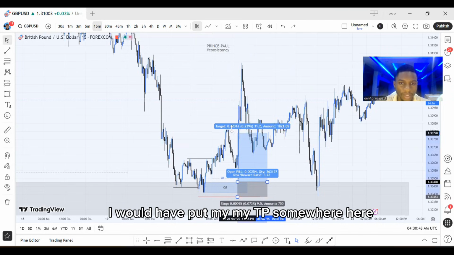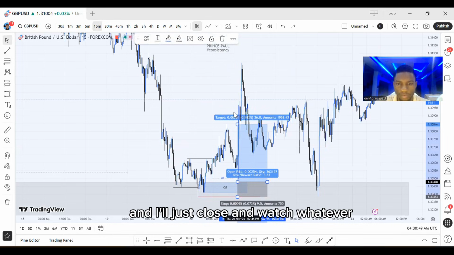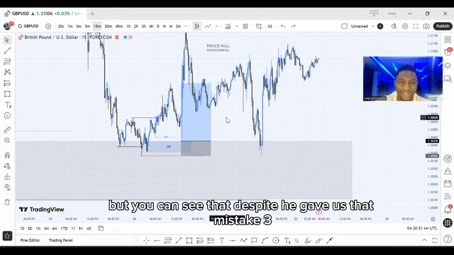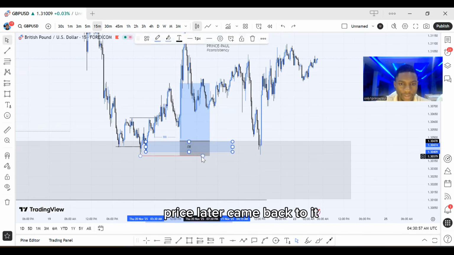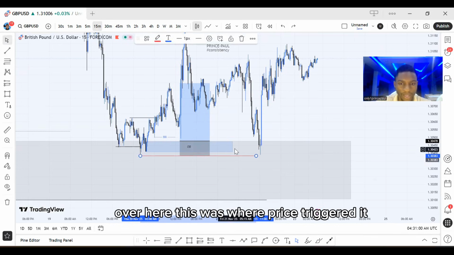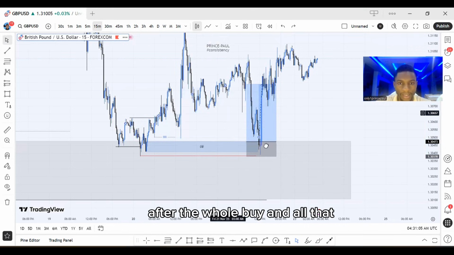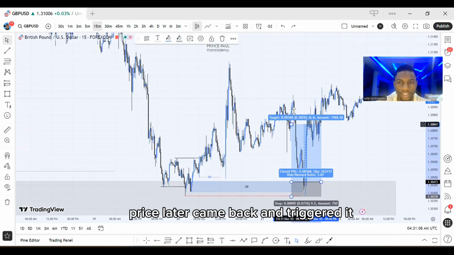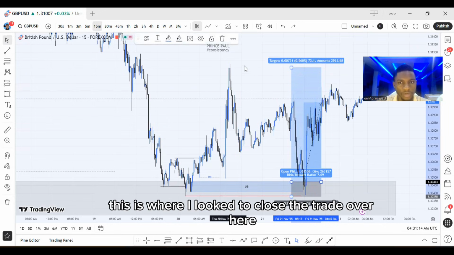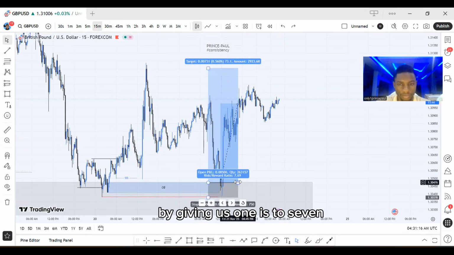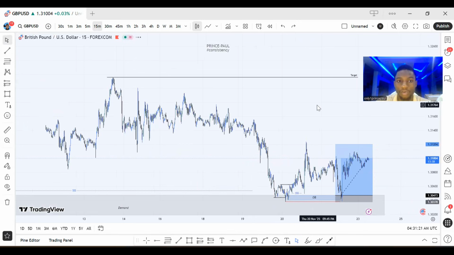Assuming I wanted to do that, I'd have put my TP somewhere here, giving me 1 to 3, and I'll just close and watch whatever for any other result. But you can see that despite it gave us that missed entry, price later came back to it, and price later mitigated it over here. So it's where price triggered it. After the whole buy and all that, price later came back and triggered it and gave us massive profits. This is where I look to close the trade over here, right? Giving us 1:7.